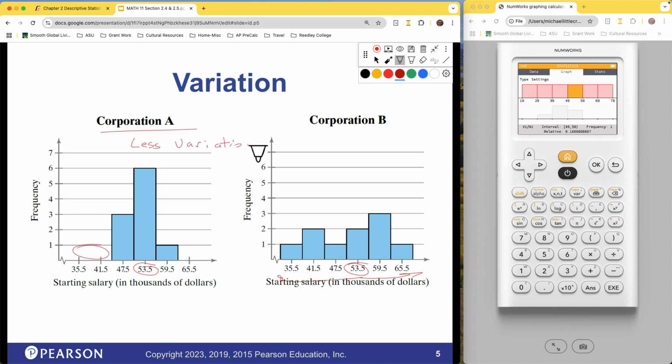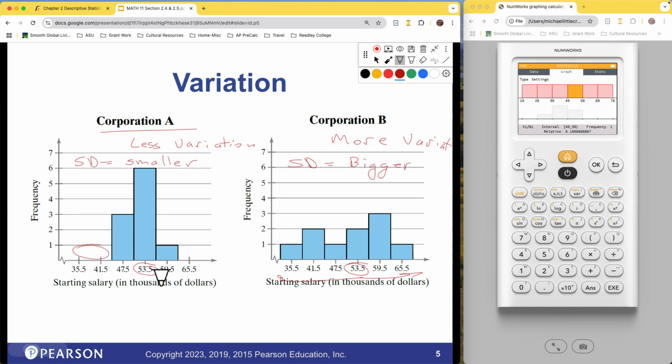More consistency, right? Corporation B has more variation. So the standard deviation is going to be bigger here, the number, and the standard deviation over here is going to be smaller. That's all we can say.